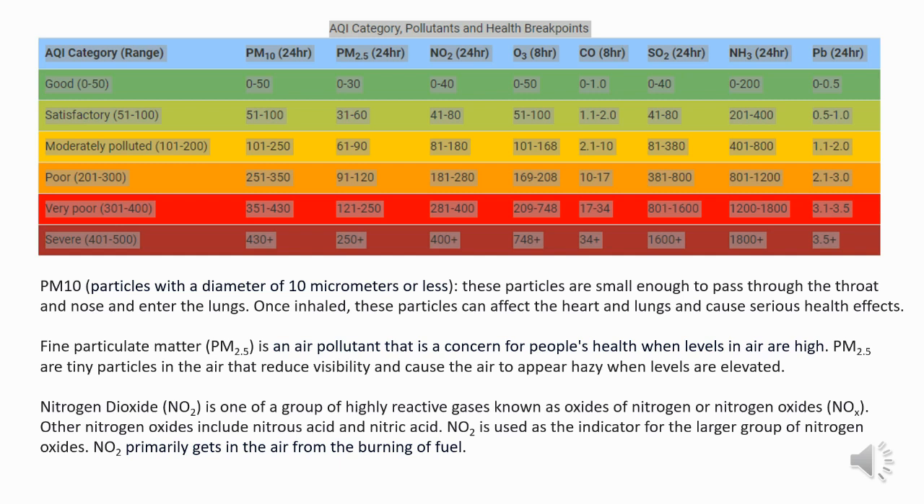Then NO2 is nitrogen oxide. This is a group of highly reactive gases known as nitrogen oxides. The nitrogen oxides include nitrous and nitric acid components, which are the indicators of the large group of the nitrogen oxide family. It gets into the air when fuels are burned repeatedly.